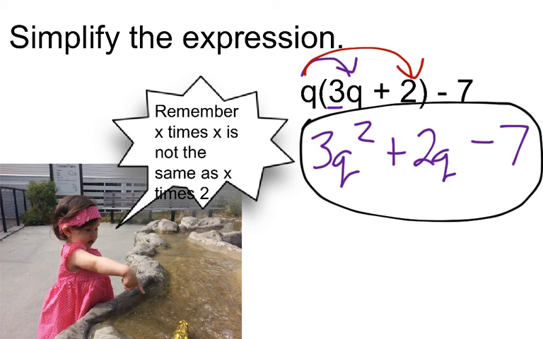So always remember that x times x is not the same as 2 times x. X times x, of course, is x squared. Q times Q is Q squared. Z times Z is Z squared. Always double check whenever you're multiplying a variable times a variable.